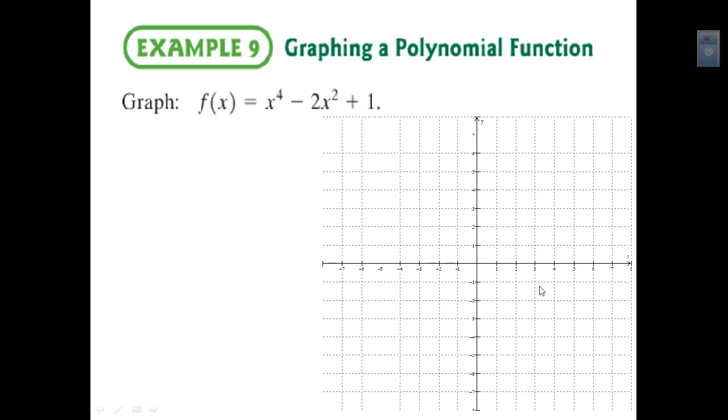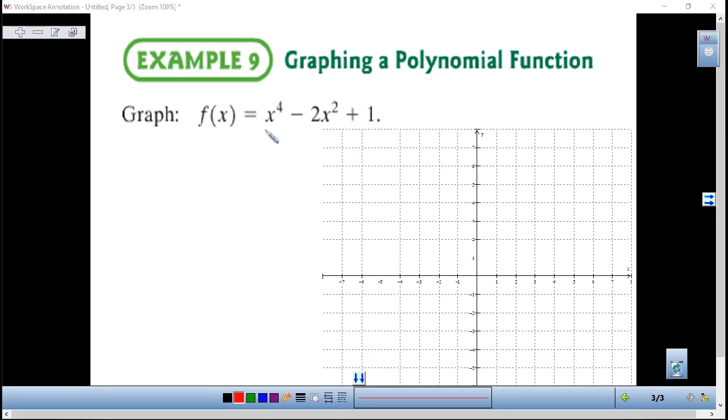Alright, so let's do one of these. So behavior-wise, we're going to look at x to the 4th. And x to the 4th is an even power, and that means we're going to both go in the same direction. And since the coefficient for this is positive, it's going to be up on the left and up on the right. So it's going off to positive infinity over here and positive infinity over there.